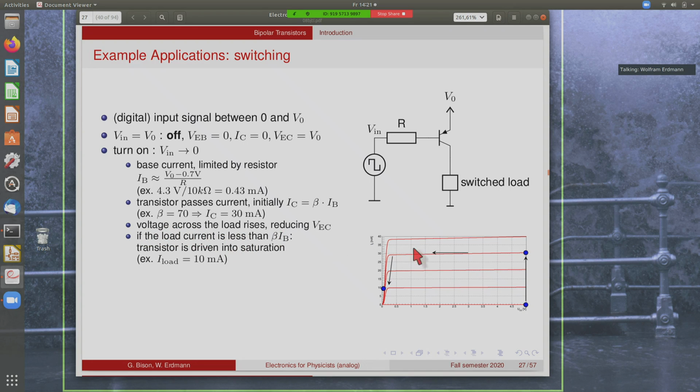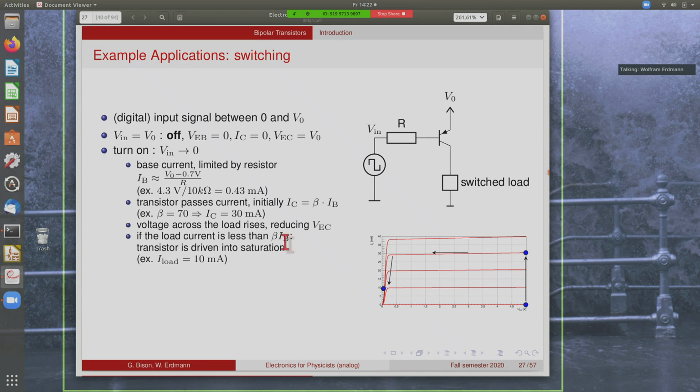If the load current is less than that, we'll actually go down here, because we don't want the transistor sending too much current. And the load doesn't take it, so the voltage here will go so high that the current through the transistor goes down again. So we're driving this transistor into saturation. We're basically falling down this curve here, and if the load current, for instance, is 10 milliamp, it'll end up in this region. So here we now left the active region, went into saturation, and we have a very small voltage across the collector emitter.